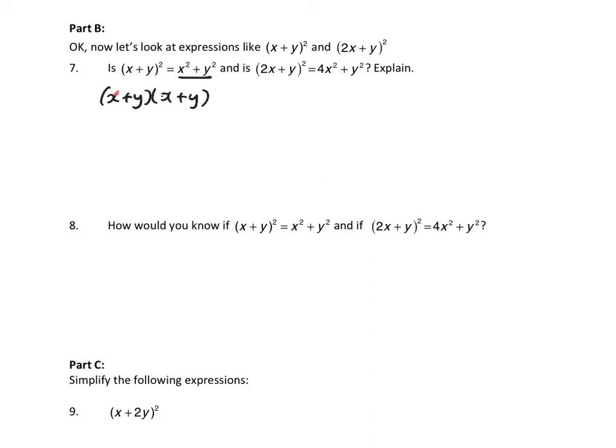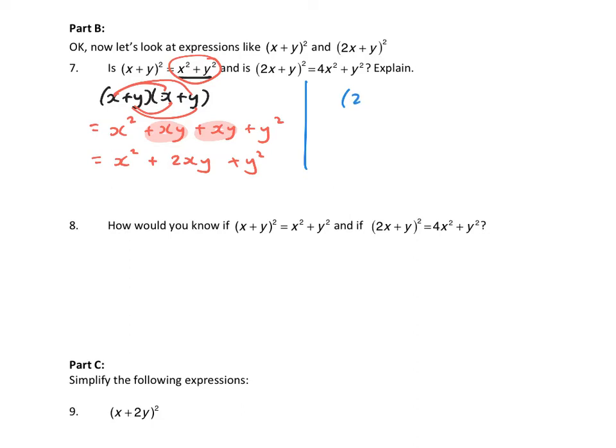Because what happens? If you've got x times x, that is equal to x squared. x times y is xy. y times x is yx, xy. And what is y times y? y squared. Okay, are there any like terms there? Yes, xy plus xy. That is therefore x squared plus 2xy plus y squared. Right, and that of course is not equal to that. There's that middle term missing, the 2xy is missing. Let's look at the next part.